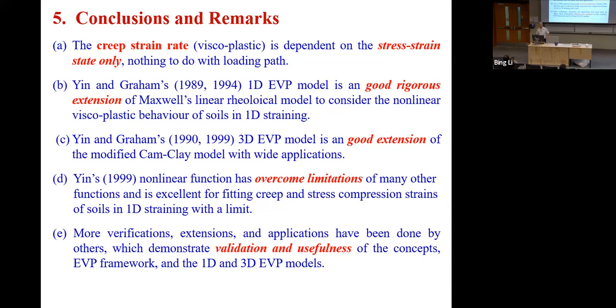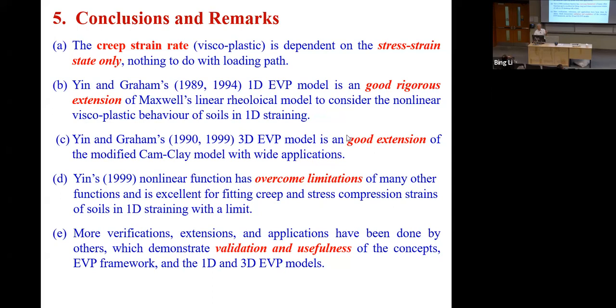Conclusions, okay? The first one, I believe for all of you, no matter whether it's soft rock, soils, or frozen soils, this rule is true: the creep strain rate, that means the viscoplastic strain rate, is dependent on the stress and strain only. The stress here is the effective stress, okay? Nothing to do with the loading path. And also, our one-dimensional elastic viscoplastic model is a good rigorous extension of Maxwell's linear rheological model to consider nonlinear viscoplastic behavior of soils in 1D straining.